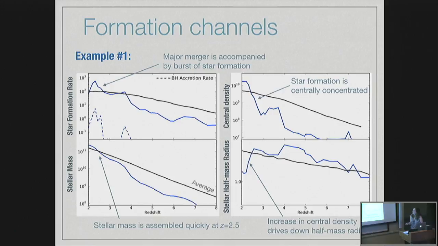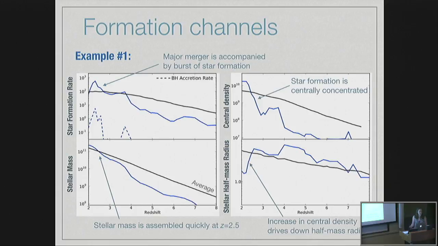So the first example here is this galaxy shown with a blue line. This is the evolution of a couple of different quantities with redshift. Redshift 2 is over here on the left, so that's where I made my selection. The black line is for comparison. It's the average evolution of all the galaxies which ended up with a similar amount of stellar mass at redshift 2. So in comparison to that black line, this blue galaxy has been undermassive for most of its lifetime, but catches up very quickly around redshift 2.5, gaining almost an order of magnitude of mass between redshifts 3 and 2.